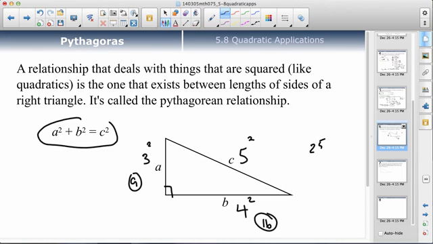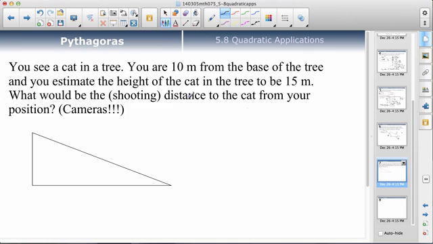So this here is known as the Pythagorean theorem or formula, and I can use it if I know 2 of the sides. I can figure out the third one. Here's an example of how you can do it. You see a cat in a tree. So here's a cat in a tree. There, that's a tree. And you are 10 meters, here I am right over here, I'm 10 meters from the base of the tree. And I estimate the height of the cat in the tree to be 15 meters. So this is 15 meters.